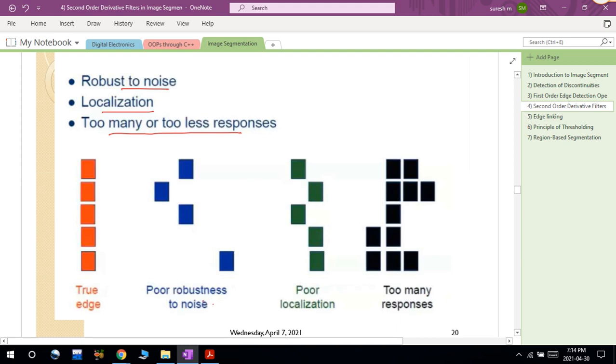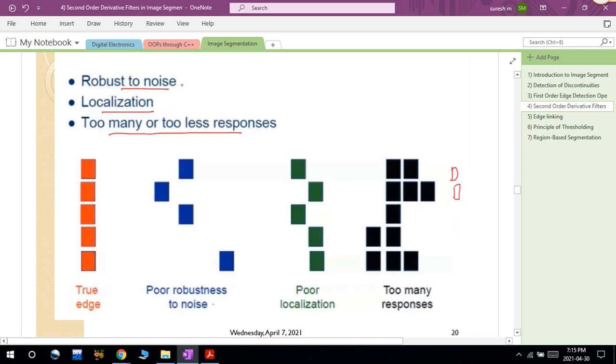Whenever it is robust to noise, I can say the edge quality is good, and it should be localized. Here the edge is in this direction, but I am getting it in this way, and I am getting this point over here, but actually I should get it like this. So this is called poor localization. Whenever I have this, I can say it is poorly localized. And for too many responses: my actual edge is this one, but I am getting extra points like this, so I can say it is getting too many responses. Otherwise, too few means I have only two values, then I can say these are too few responses.